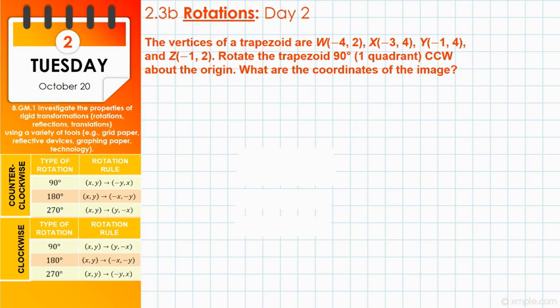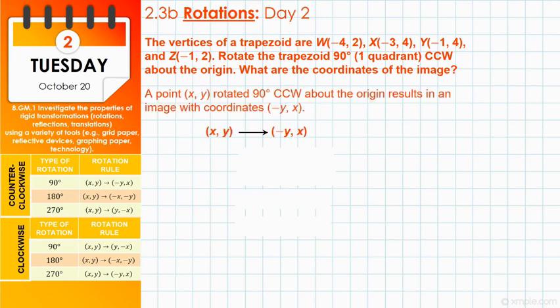Example 2. The vertices of a trapezoid are W(-4, 2), X(-3, 4), Y(-1, 4), and Z(-1, 2). Rotate the trapezoid 90 degrees counterclockwise about the origin. What are the coordinates of the image?